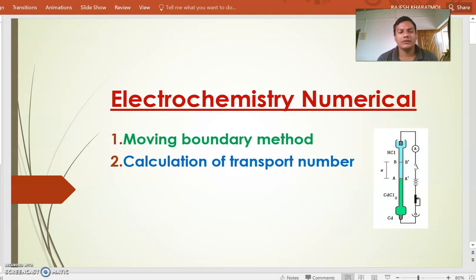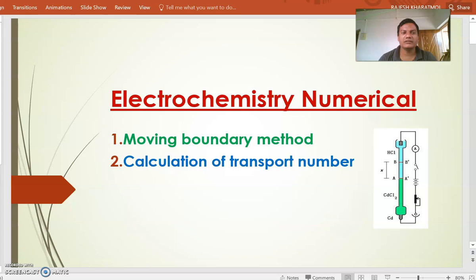Welcome all in this electrochemistry numerical lecture. Today we will see the numericals based on the moving boundary method, in which we have to calculate the transport number of cation as well as the transport number of anion. Regarding this, we will see the first numerical.